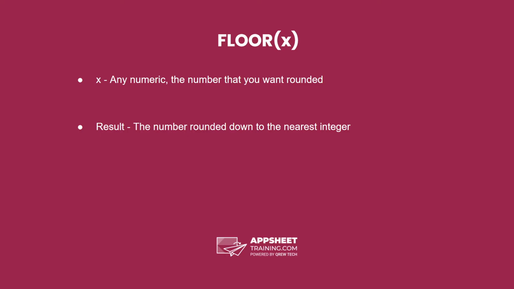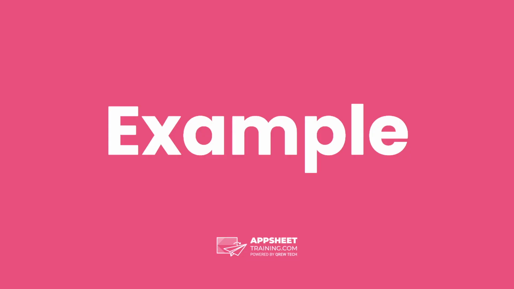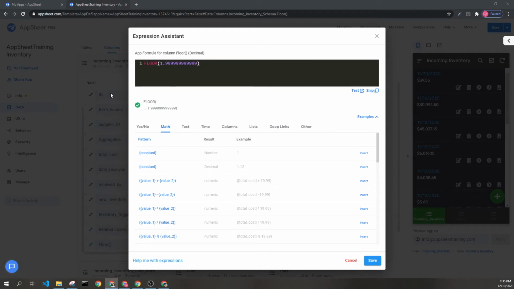The result is the number rounded down to the nearest integer. Let's look at an example. Here we see floor, and the parameter is 1.9.